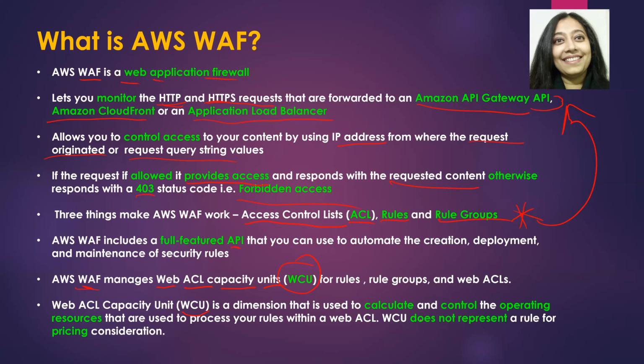So hence I've mentioned over here that this does not represent a rule's pricing consideration, but is only to calculate and control the operating capacity that will be required by the rule within a Web ACL. Remember that you cannot give the entire capacity that you have to a specific rule to execute, right?